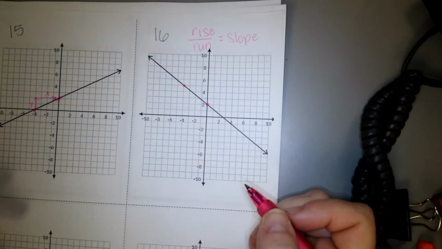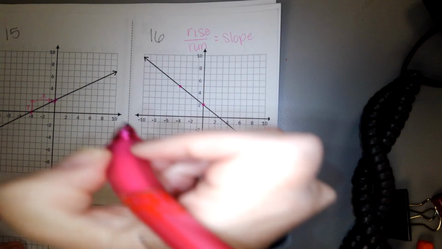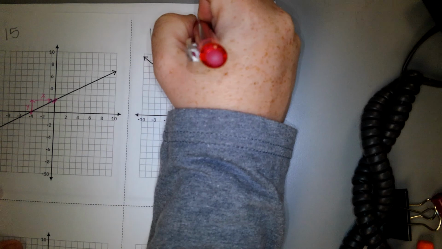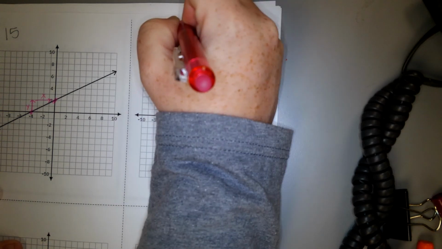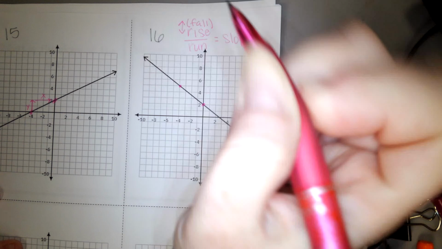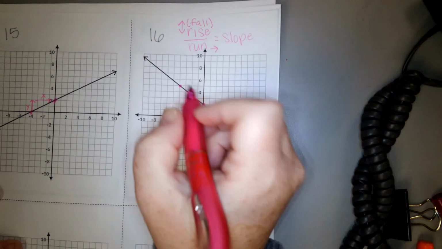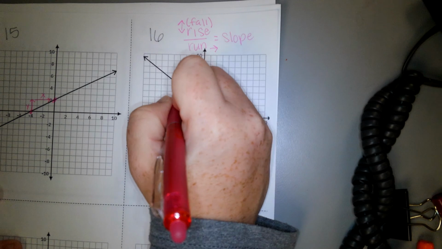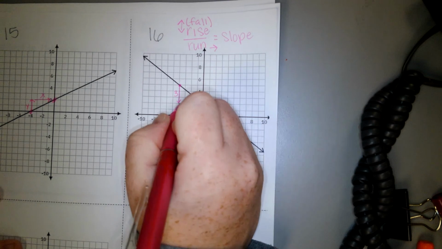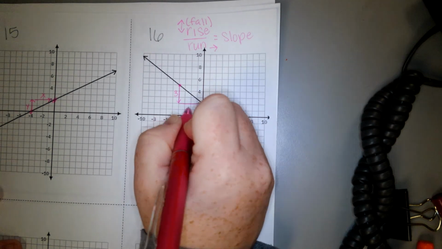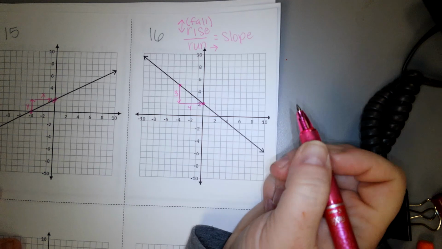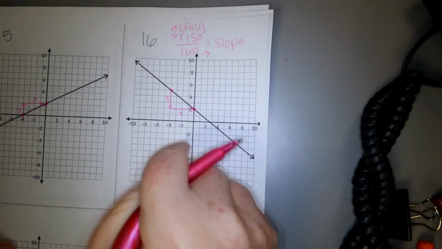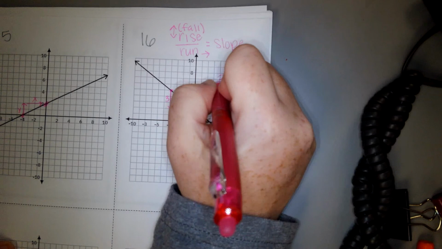However, when you have a negative slope, it might also be your fall. Like how many units do you fall down? So your rise and run. So for this one, we go down 1, 2, 3 units. And we go over 1, 2, 3, 4 units. So my slope of this graph would be 3 over 4.